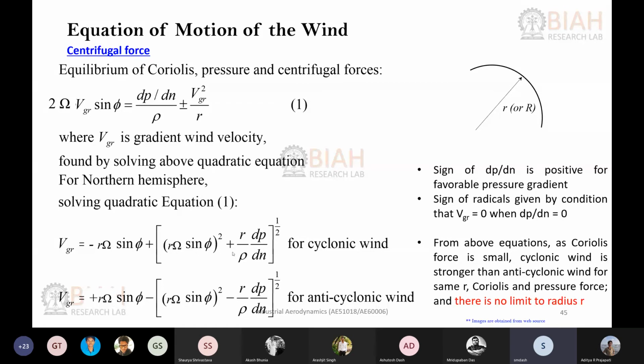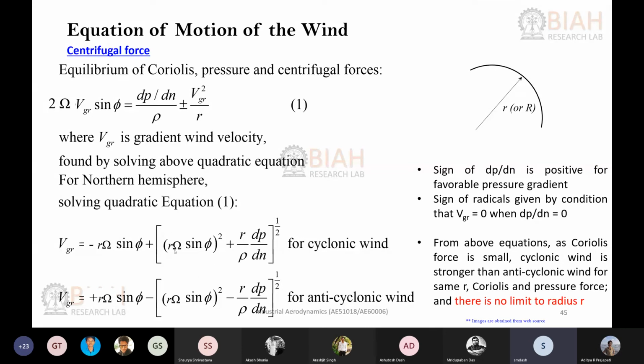So which solution do you need to take? The positive solution, because you need to satisfy that when dp by dn goes to 0, your VGR should be 0. Your gradient wind speed should go to 0, because without any pressure gradient you should not get any wind speed. Now there is another limitation you can also see here.